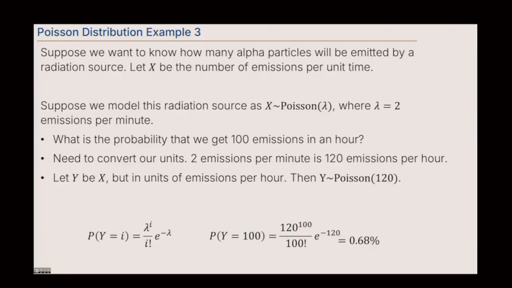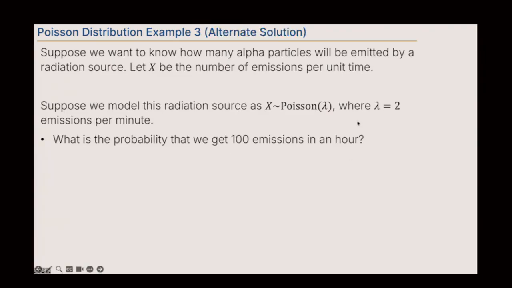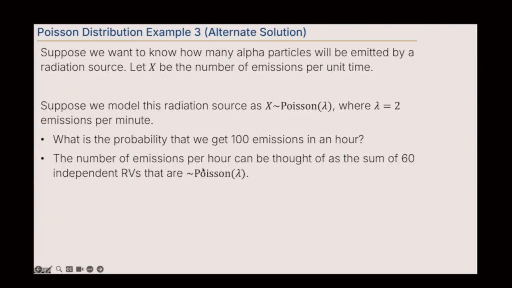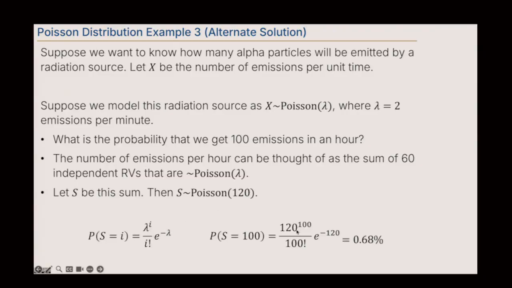The reason I bring this up is that this is consistent with the idea of adding up many Poisson random variables, because remember that each of the different intervals are independent of each other. So an alternate way of thinking about this is that it's the sum of 60 independent random variables that are each Poisson. Converting units from minutes to hours is like treating it as 60 different Poisson random variables. Then S is the sum. If we add up 60 of them that have parameter 2, you get 120. And in this case, you'll get the same answer, 0.68%.